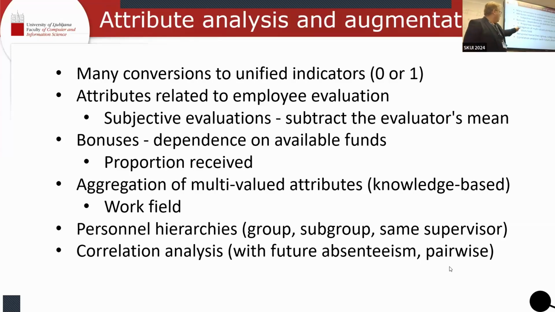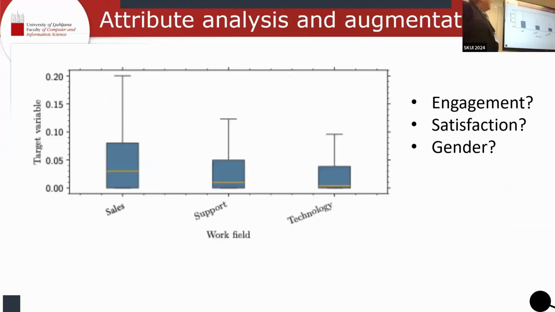Also, another interesting thing is that some attributes had a huge number of values, for example, 40 or 50, depending on the work position. They were obviously at first not very useful, but when grouped into work fields with just 3 groups, some interesting things happened, which I'll show you on the next slide. And also we did some correlation analysis with future absenteeism, just to see in advance which attributes influence it the most. Now this is the representation of this work field.